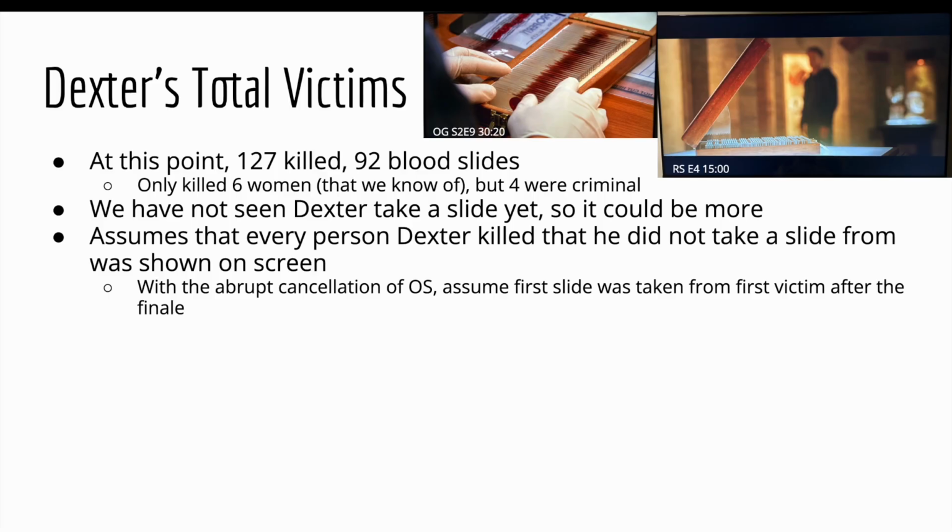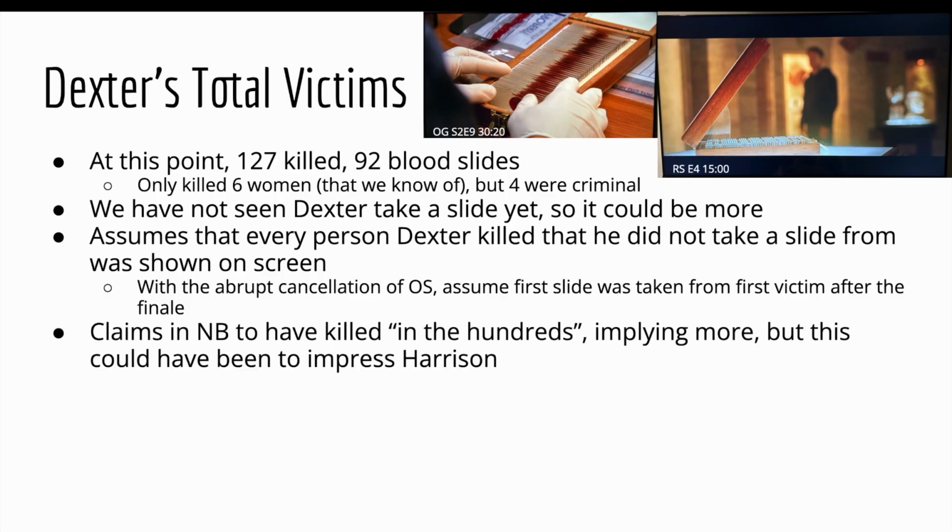Additionally, with the abrupt cancellation of Original Sin, which I'm a little disappointed by for specifically this reason, we assume that his very first slide was taken from the first person he killed after the finale of Original Sin. In New Blood, Dexter claims to have killed, quote, in the hundreds, implying more, but this could have also been to impress Harrison, because Harrison, if I remember correctly, responds with something like, so you've saved thousands. And we all know serial killers like to inflate their victim totals.